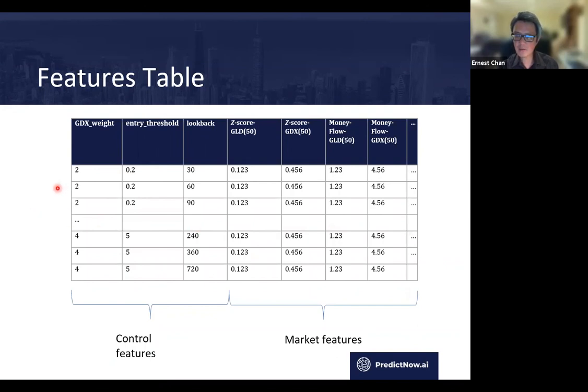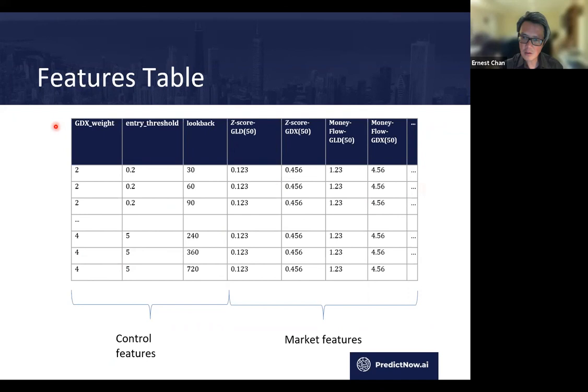And then on the second row, another sample, you will give it a different set of parameters. Maybe this time the look back is 60 instead of 30 days. But of course, the market features are the same because you are talking about a particular day, let's say. So you cannot change those market features. And so on and so forth. You can vary these 3 control parameters, but you cannot vary the rest of the features because they are market features.